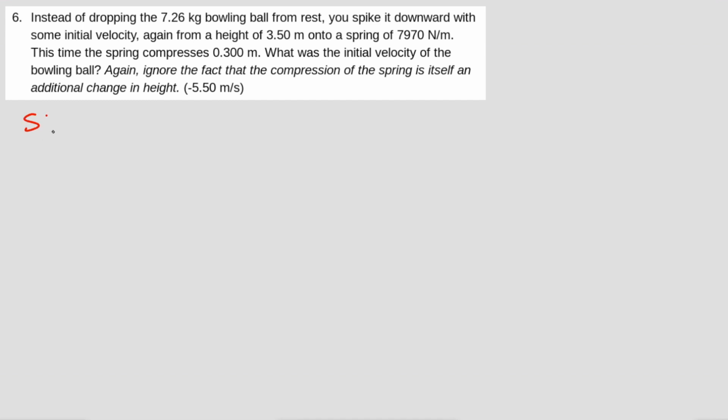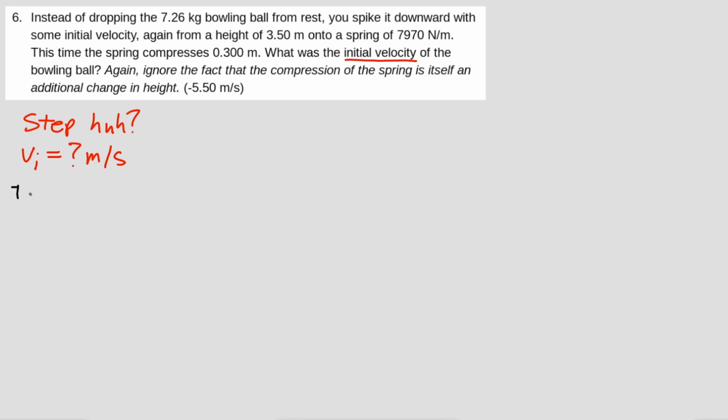So, of course, we're going to start off with step 1. So what are we solving for, and what units do we expect it to have? We're looking for the initial velocity of the bowling ball. So V initial is equal to question mark meters per second. That's what we're looking for.